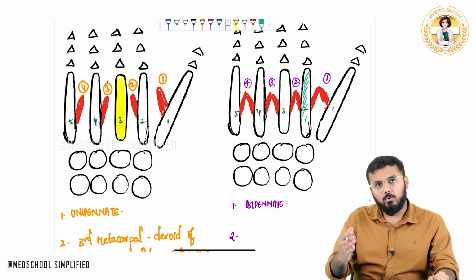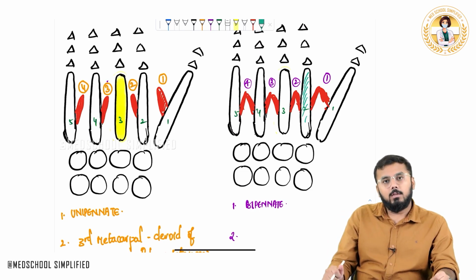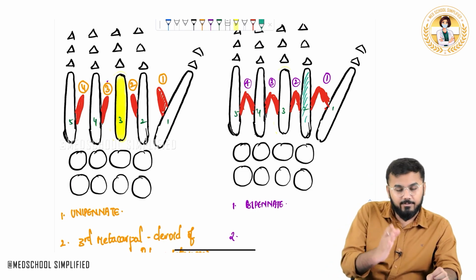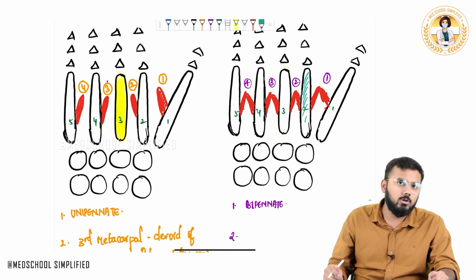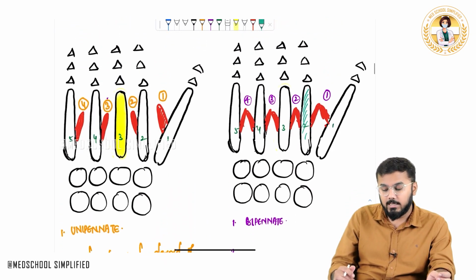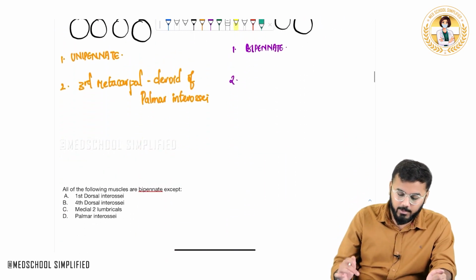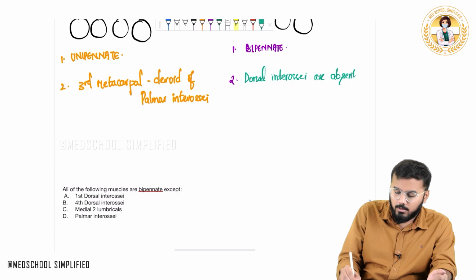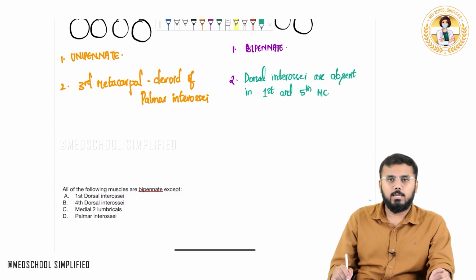Concentrate on the fifth. Only on one side, let us say the right side, we have got dorsal interossei, but on the left side there is no dorsal interossei. Even for the first metacarpal, only on the left side we have got dorsal interossei, but on the right side we don't have any dorsal interossei. So, dorsal interossei are absent in which metacarpals? That is the first as well as the fifth. Keep this in mind. Dorsal interossei are absent in the first as well as the fifth metacarpal.